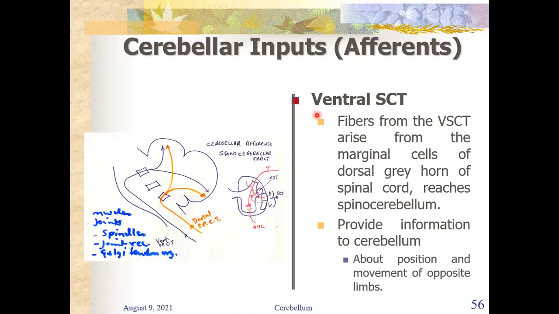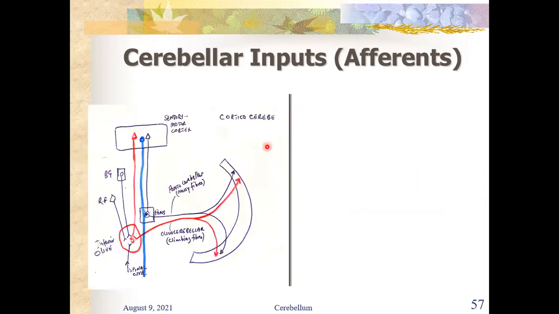So these ascending fibers terminate at the cerebellum. They enter the cerebellum and convey information about the position and the movement of the opposite or other parts of the body. They bring information from the proprioceptors. So they enter via the inferior cerebellar peduncle. From there, information regarding proprioception is transmitted to the cerebellum.